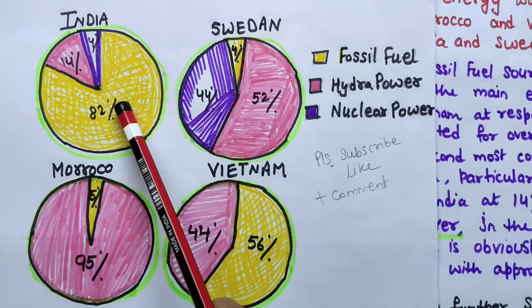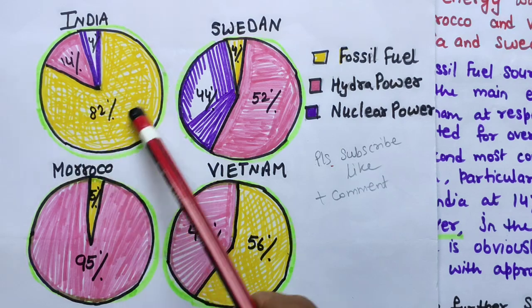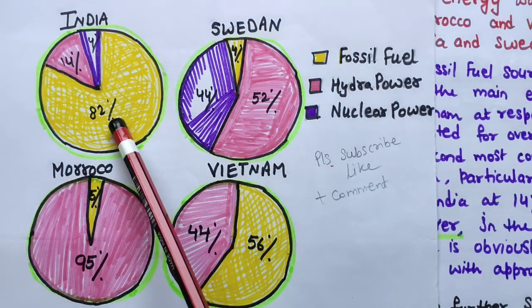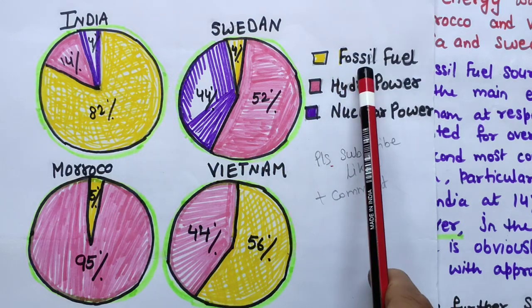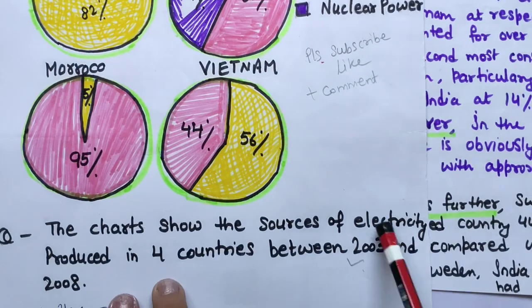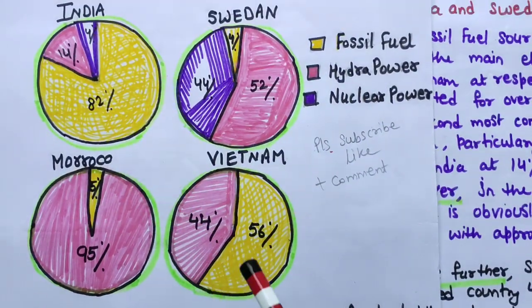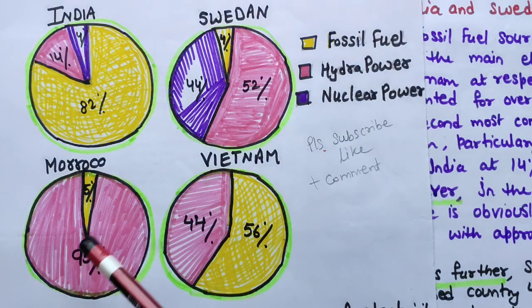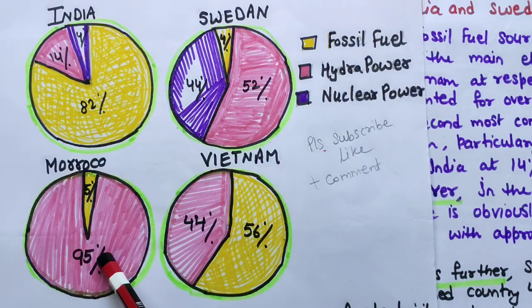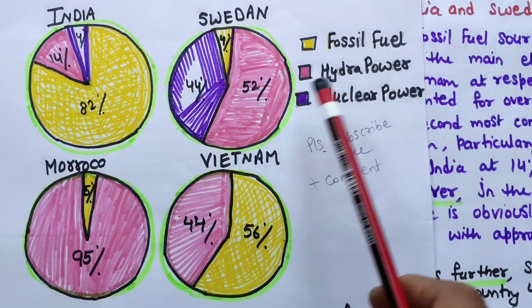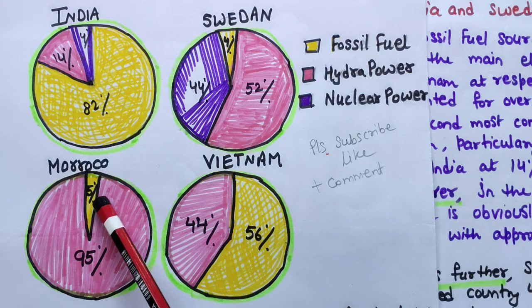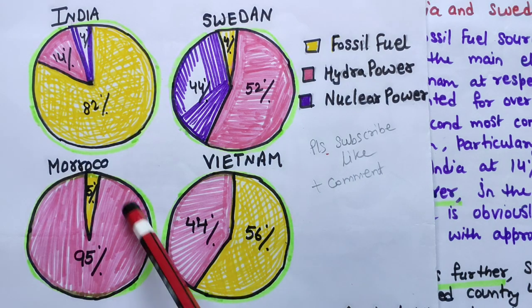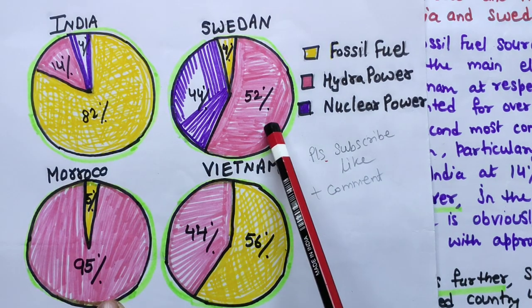So here in yellow one, like in India, I can see the yellow one. Yellow one is fossil fuel. It means India is at number 1 position in using fossil fuel for producing electricity. Okay, and after India, it is Vietnam. Now I can see the full pie chart is covered with pink. So pink is hydropower. It means Morocco is using hydropower 95% and only 5% fossil fuel. Okay, after Morocco it is Sweden.